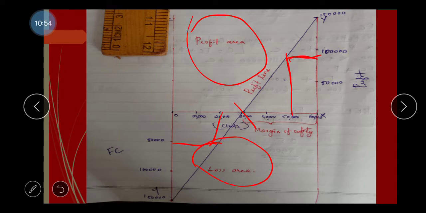In short, the PV graph is a simplified form of break-even chart which shows the relationship between profit and volume of sales. Here, the break-even point is where the profit line cuts the sales line, and the profit line is a line that is drawn from your fixed cost to the maximum level of profit. Hope it is clear to you. Okay, that's all about the profit volume graph, so we can stop now.